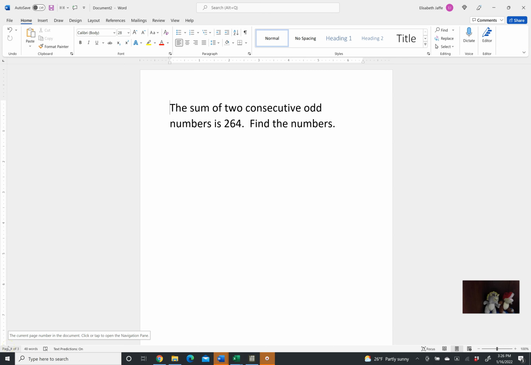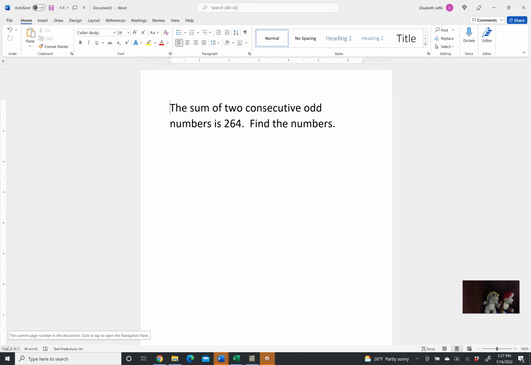Today we're going to be looking at linear equations, and we're going to be looking specifically at a word problem. Here you're asked to find two numbers where the sum of two consecutive odd numbers is 264. So we need to figure out what two consecutive odd numbers will look like, and then we want to say that the sum of those two numbers is 264. And from there, we can solve.